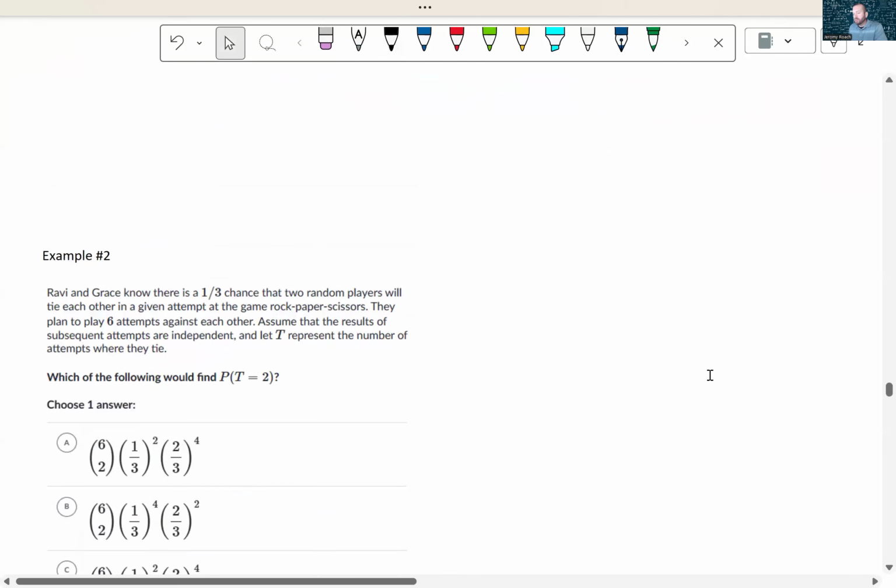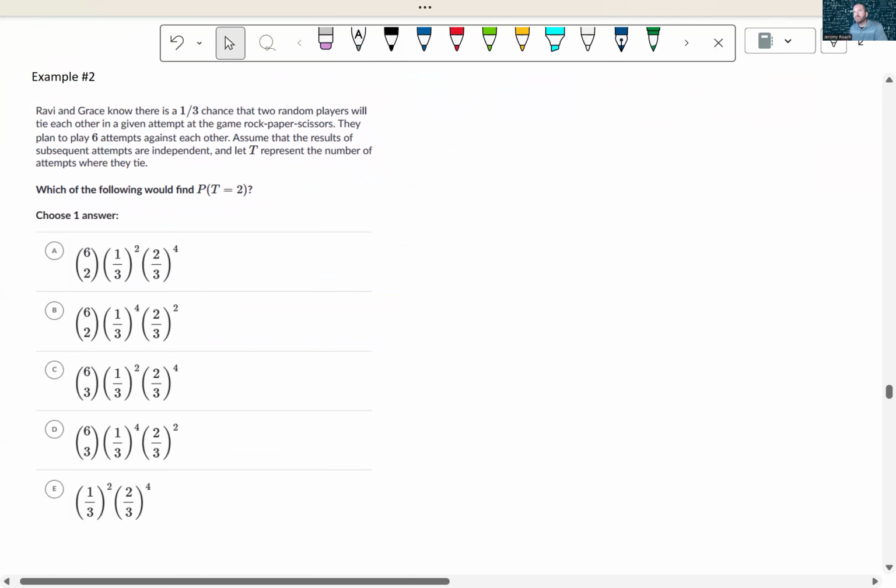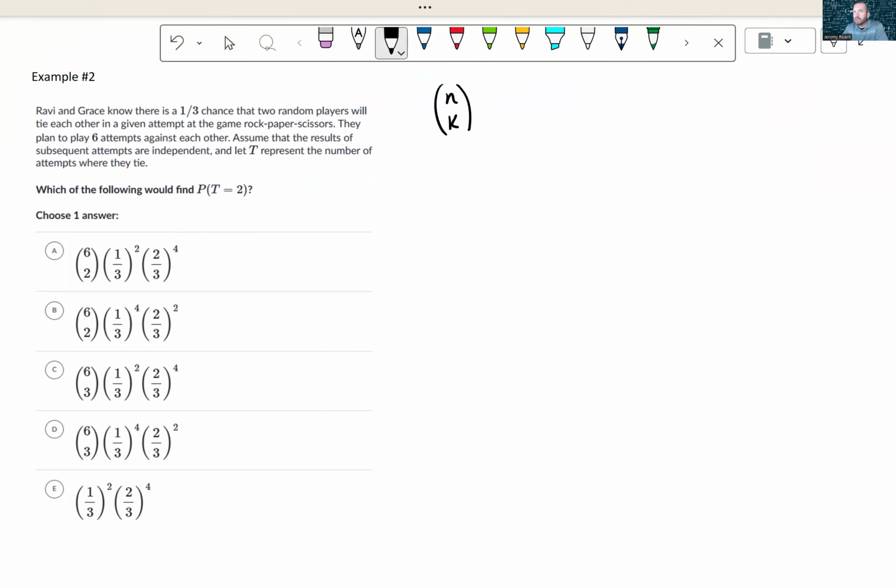This next one, though, we've got some fractions here, so this is just slightly different, but we're still going to use our same formula. So let me write that formula again here. The n minus k. All right. So Robbie and Grace, they know there's a 1/3 chance that two players will tie each other in rock, paper, scissors. They plan to play 6 times against each other, assume that the results are independent. So it tells us independence. That's good. That means that we're dealing with binomial probability.